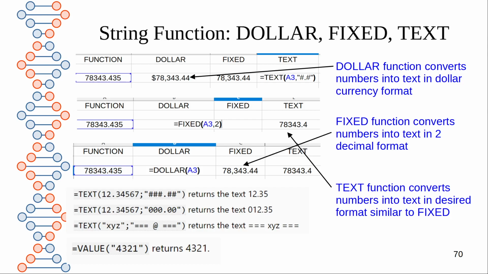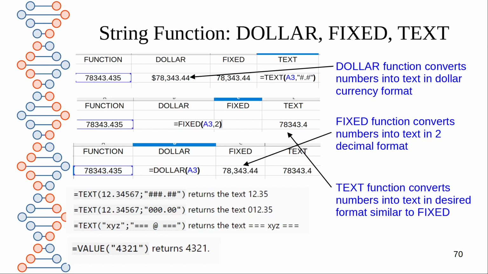When you say equal to dollar of A3, it is converting into this format: dollar 78, it is putting the comma, it is putting the dollar, it is putting the decimal, it is rounding up to two values. So that is what the dollar function is doing. It is taking your number and converting it into text format. This is the difference between text and number: numbers can be added, you can make a count of them, but if it is in text format you cannot count it or sum it.